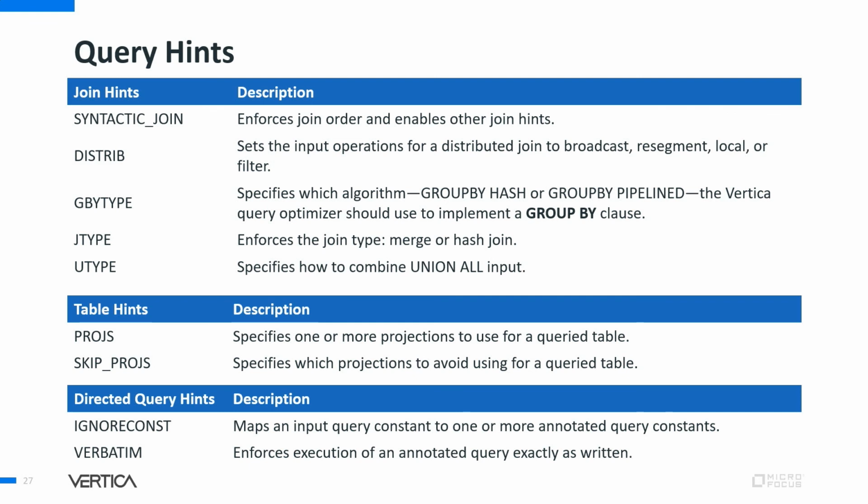Here are the different types of query hints that you can use on custom queries: the syntactic join, the different types of joins, the projs, as I mentioned earlier, and a few other ones.